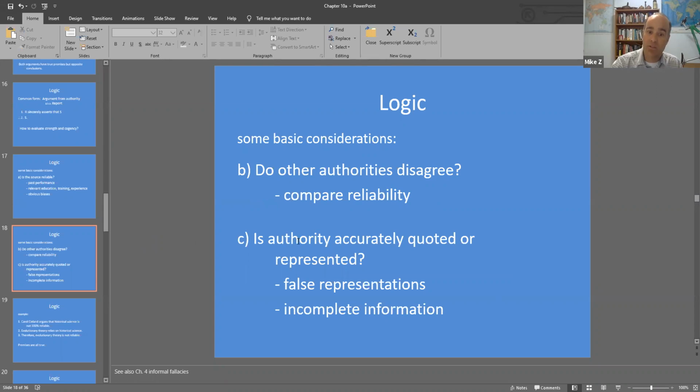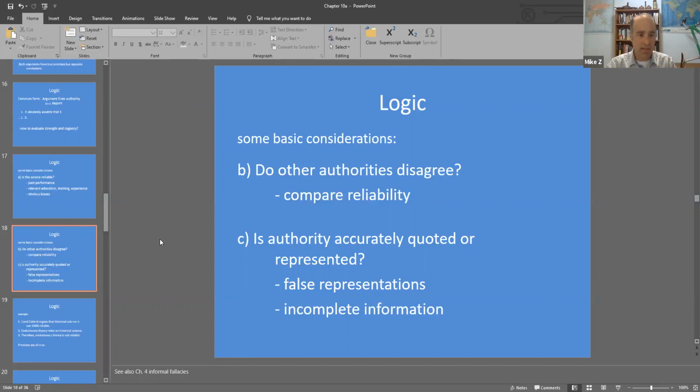Then, is the authority accurately quoted or represented, right? It might not be the authority themselves that's presenting this argument to us. It could be that somebody else is telling us about what an authority says. And so they could be falsely representing what that authority says, or giving us incomplete information. This would bring us back to that fallacy of incomplete information that we saw with the statistical syllogisms, right? So they might be presenting something true that the authority said, but when we put what the authority said in the larger context of the authority's work, it's not actually telling us what this person is claiming that the authority is telling us.